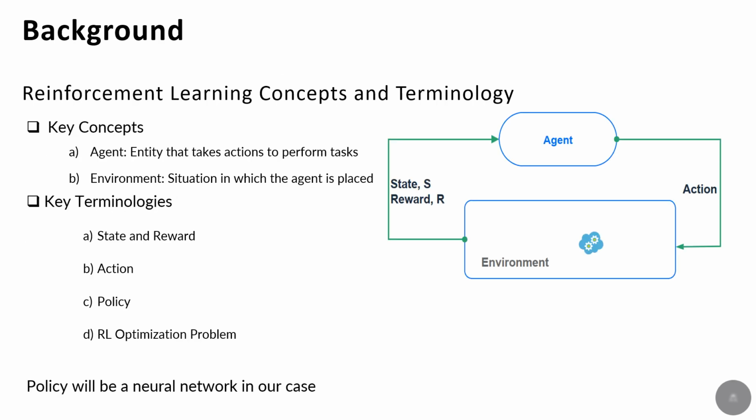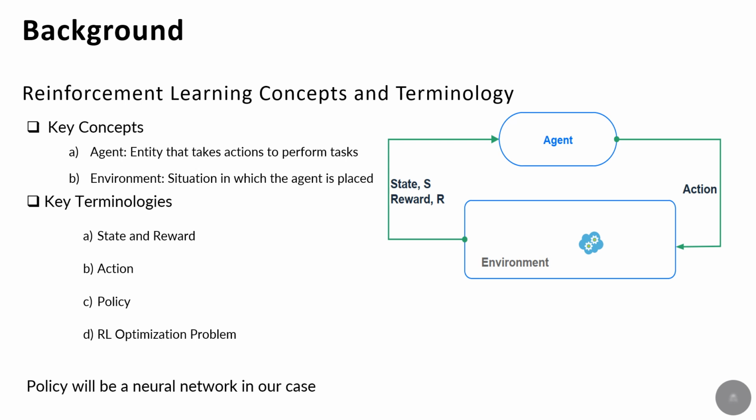So to begin with, we'll just go through some key concepts and terminologies when we talk about reinforcement learning. So first, let me just give a brief definition of what reinforcement learning is in relation to deep learning or machine learning. Basically, reinforcement learning is a technique that allows a model or an agent to maximize a particular outcome in any given situation.